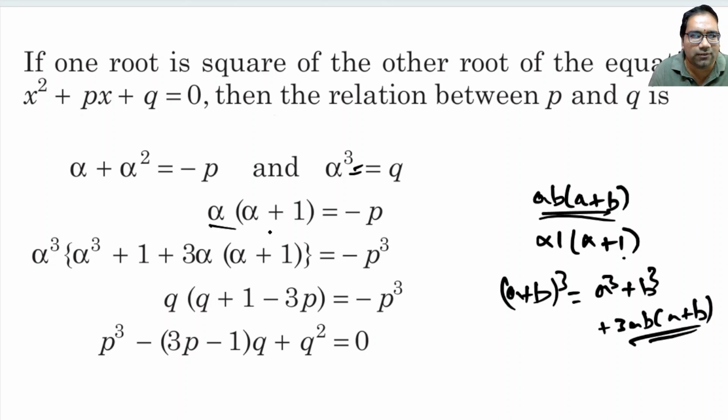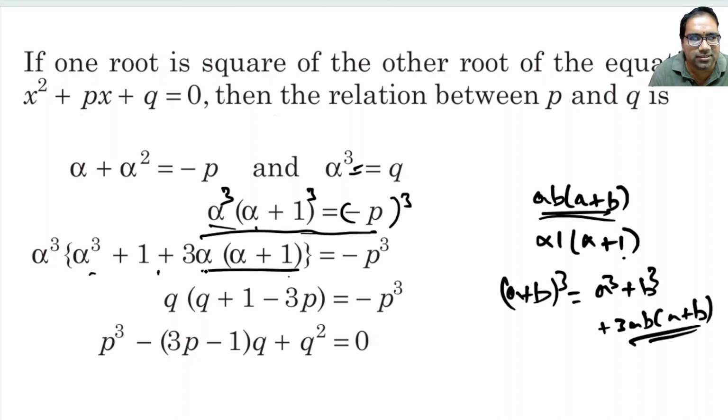Let us take this one, alpha into alpha plus 1, and let's cube this, because we want alpha cube. At the same time, alpha plus 1 cube will have a term like ab into a plus b. So if we cube this entire expression, what will we get? Alpha cube into alpha plus 1 whole cube. What is alpha plus 1 whole cube? Alpha cube plus 1 cube plus 3 alpha into alpha plus 1.